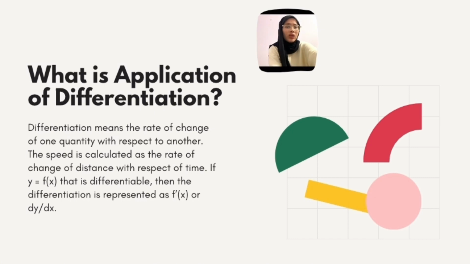Okay, now I will talk about what is differentiation. Differentiation means the rate of change of one quantity with respect to another. The speed is calculated as the rate of change of distance with respect to time. If y equals f(x) that is differentiable, then the differentiation is represented as f prime(x) or dy/dx, or we call it the derivative of f(x).